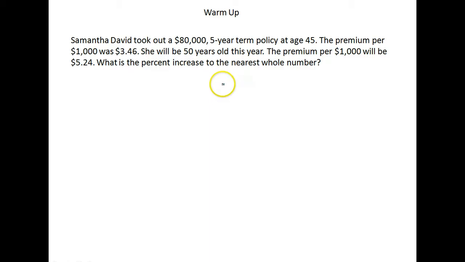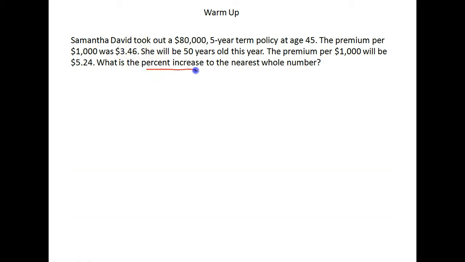Alright, here's a warm-up question. It says Samantha David took out an $80,000 5-year policy at age 45. The premium per thousand was $3.46. She will be 50 years old this year, and the premium per thousand will be $5.24.